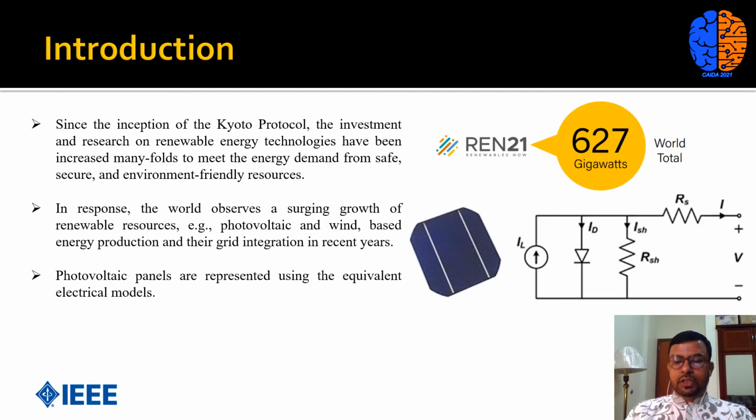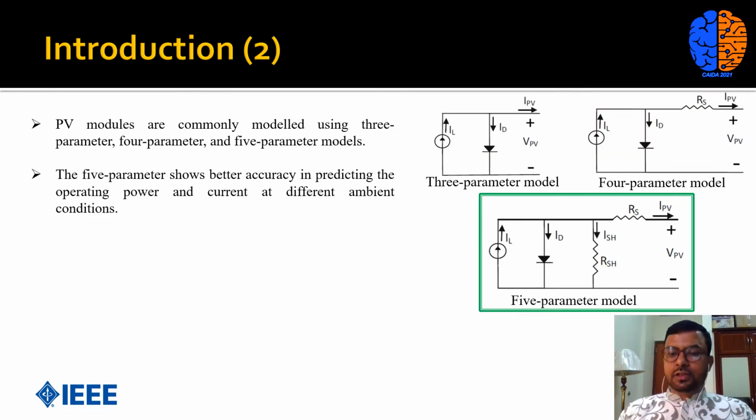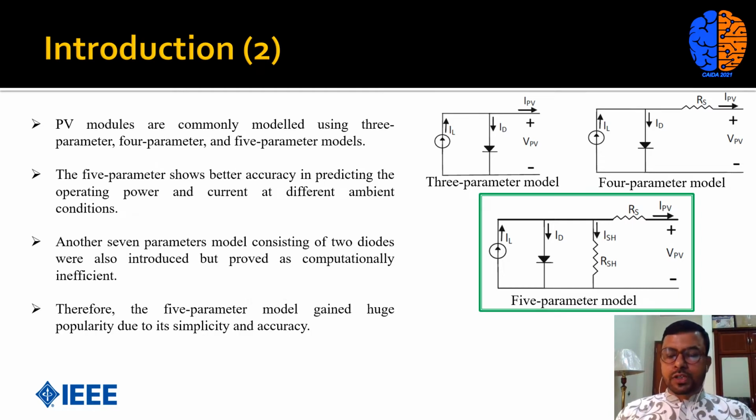Anyway, the PV modules are represented by equivalent electrical models. Precise information of the model parameters plays a critical role in estimating the power yield from the PV system at different ambient conditions. In general, the PV modules are modeled using 3-parameter, 4-parameter, or 5-parameter models. The 5-parameter models showed better accuracy in terms of predicting output power at different ambient conditions. The PV modules are also represented by 7-parameter models, which are a bit computationally expensive. Therefore, the 5-parameter model gained huge popularity due to its simplicity and accuracy.